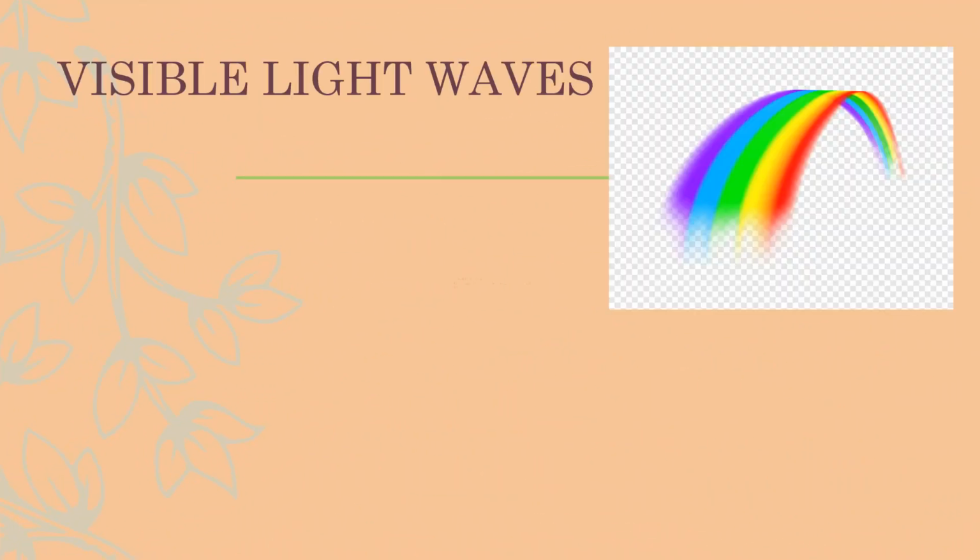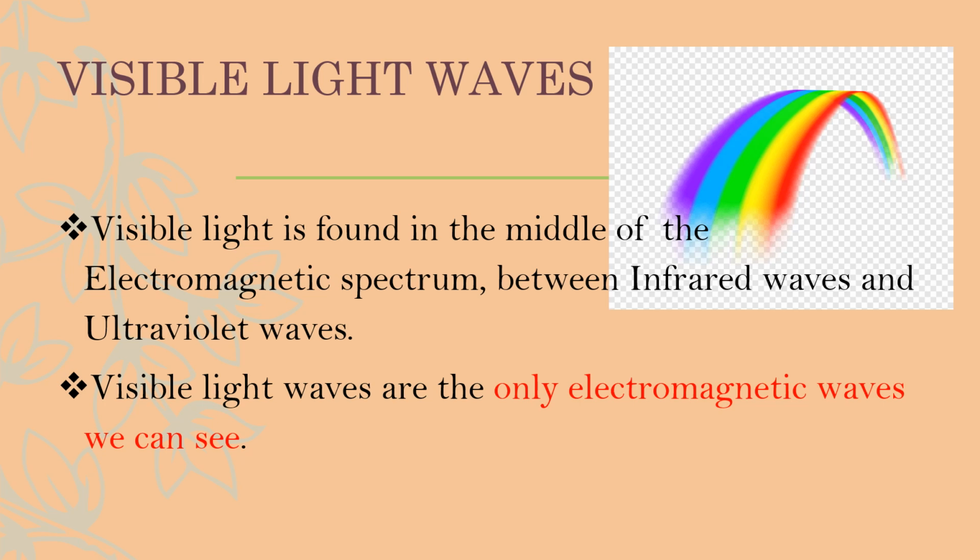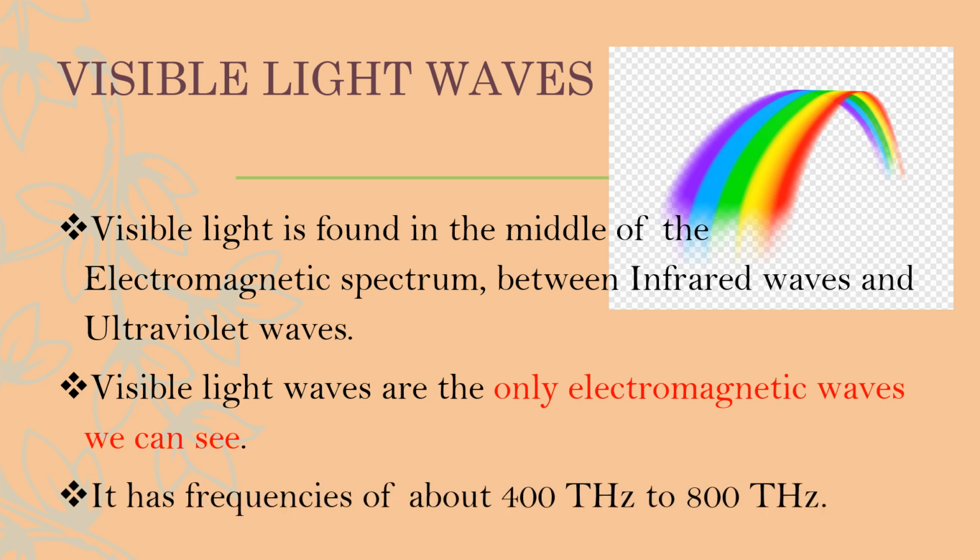Visible light waves. Visible light is found in the middle of the electromagnetic spectrum between infrared waves and ultraviolet waves. Visible light waves are the only electromagnetic waves we can see. We see these waves as the colors of the rainbow. It consists of 7 colors, which are red, orange, yellow, green, blue, indigo, and violet. It has frequencies of about 400 terahertz to 800 terahertz.